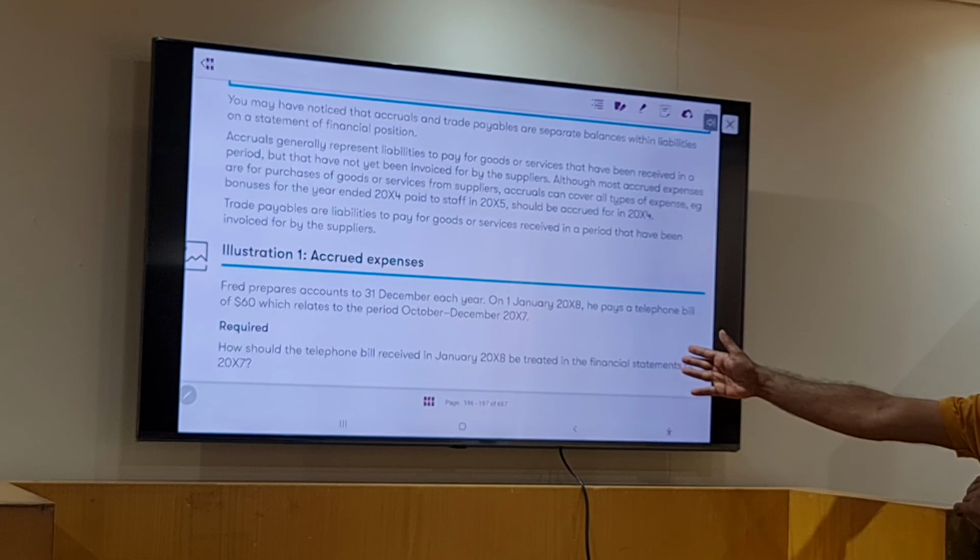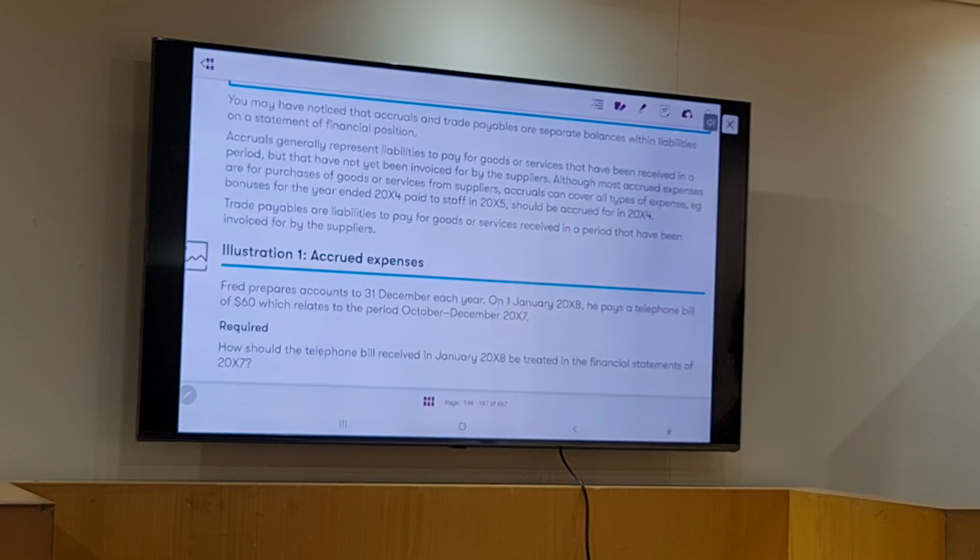Question: how much is the accrued expense? This payment was made for the previous year. Correct? So now when I prepare accounts for 31st December 2017, what is the situation? That's the question. The cash transaction took place when? In 2018, on 1st of January 2018.